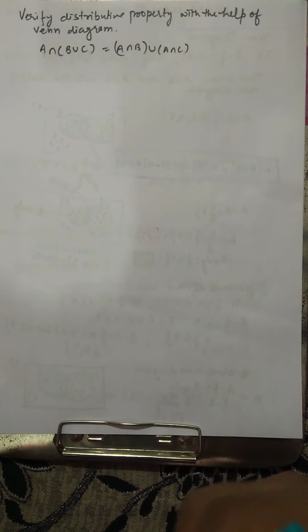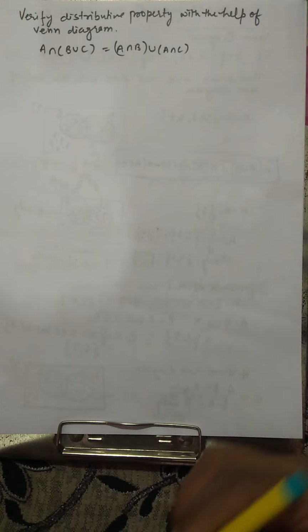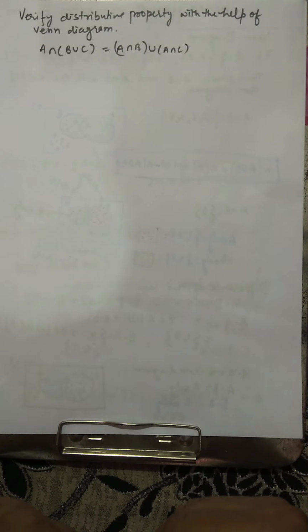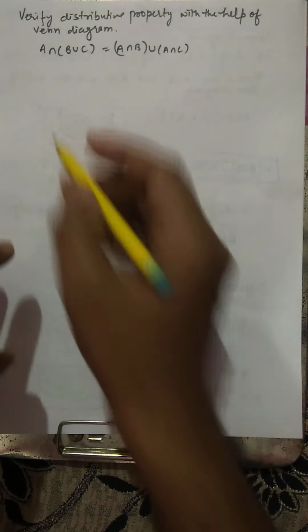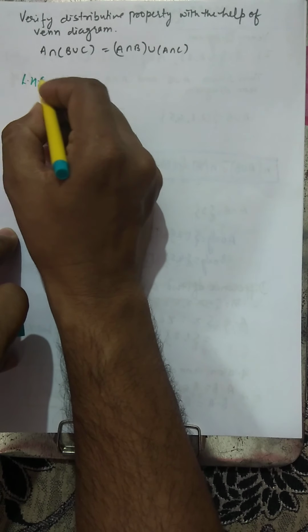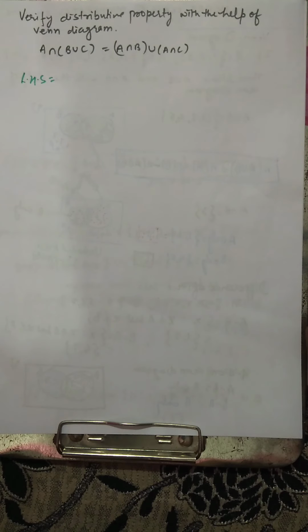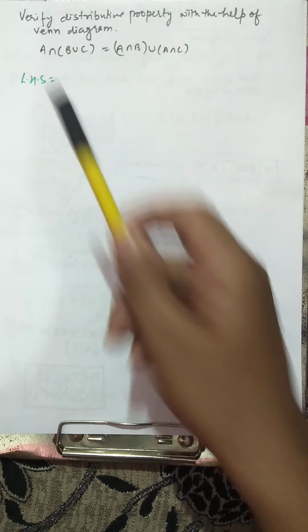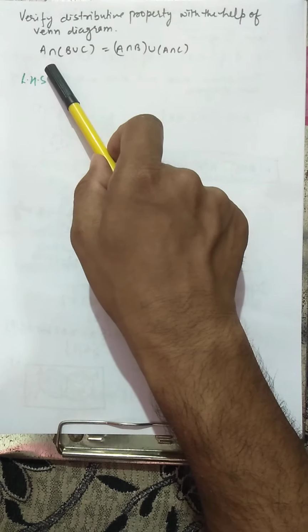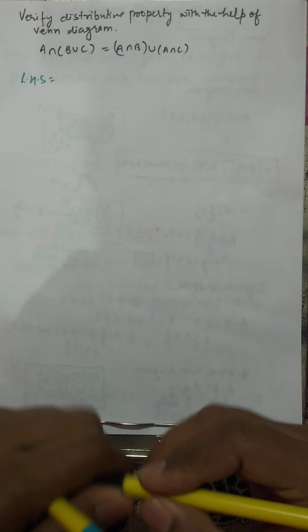You can see this is there also in NCERT, but now we are going to show you step by step. So you see there LHS, in LHS we have two parts. First part is B union C and second part is A. So now we will first take B union C.